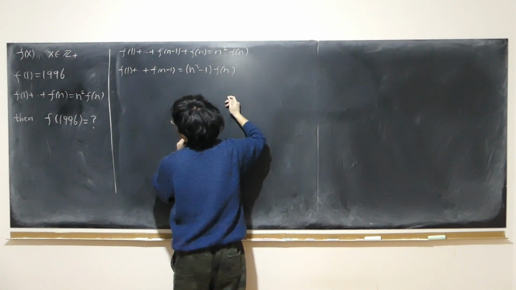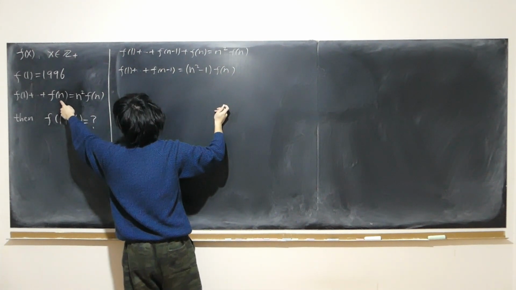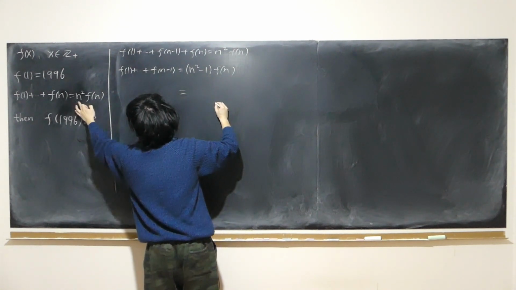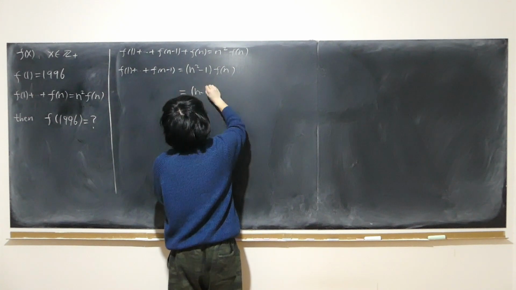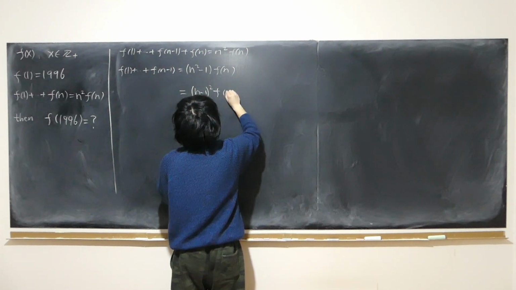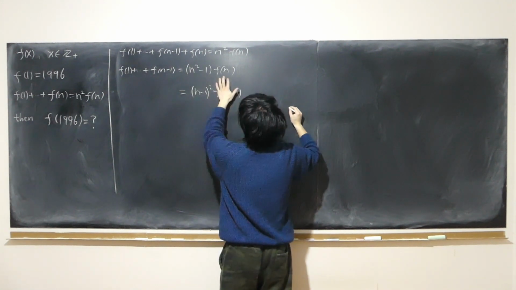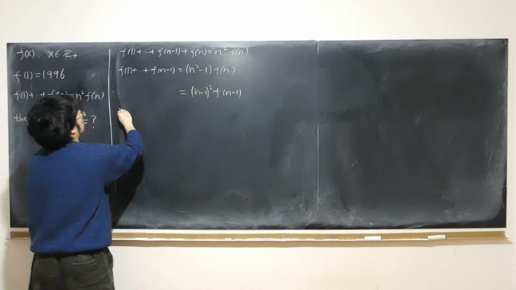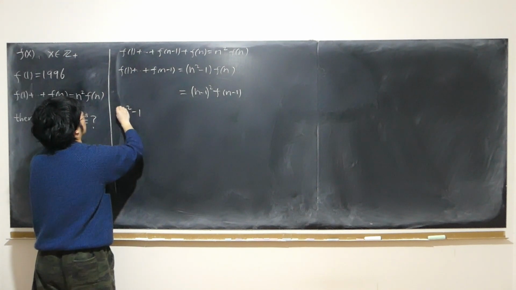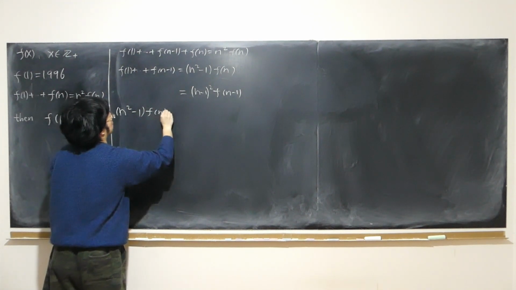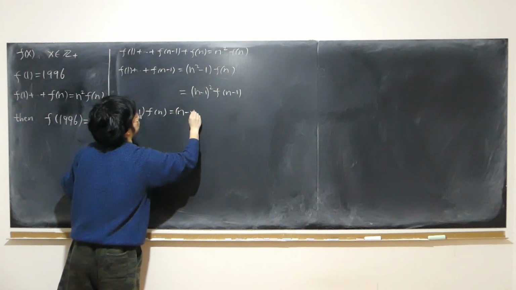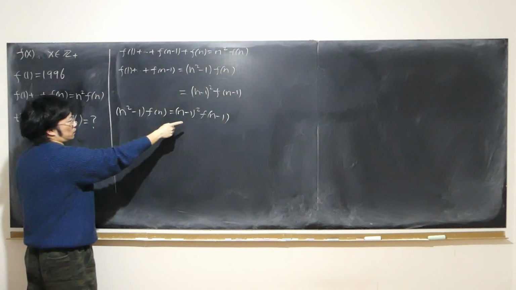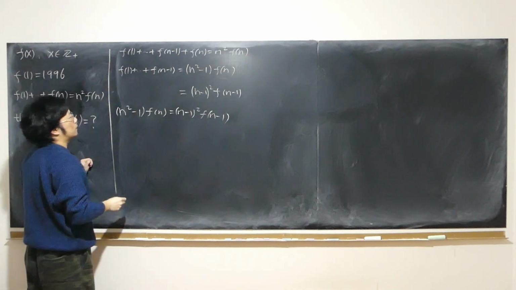At the same time, just replace this n with n minus 1. That is equal to n minus 1 quantity squared times f of n minus 1. So these two are equal to each other. So n squared minus 1 times f of n is equal to n minus 1 quantity squared times f of n minus 1. Or simply, we divide f of n minus 1 over to the other side.